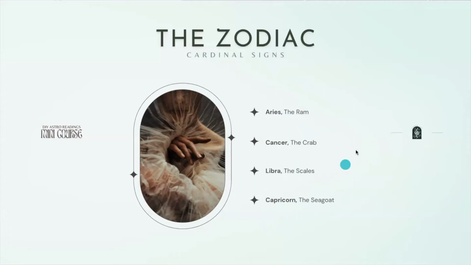Aries and Libra oppose one another, and Cancer and Capricorn oppose one another. So these two and these two are on the same axis as their counterpart, as their other. And they can feel, because of that, quite opposing.